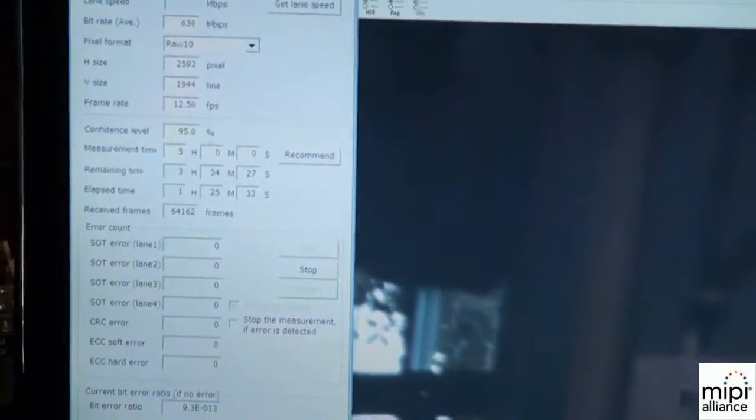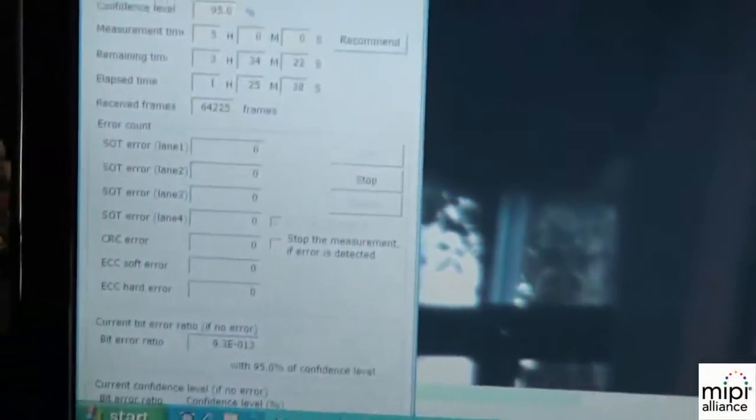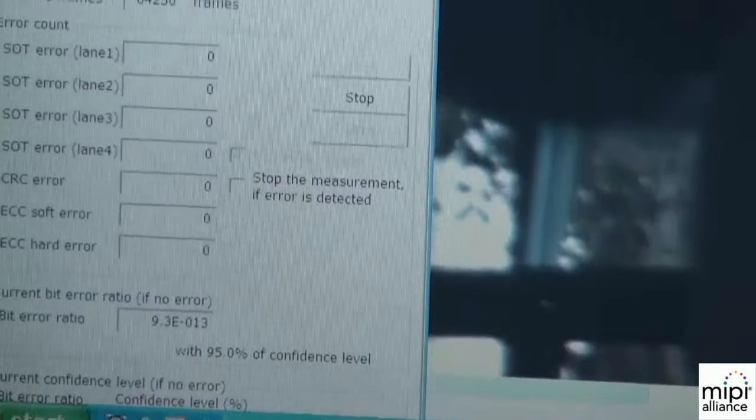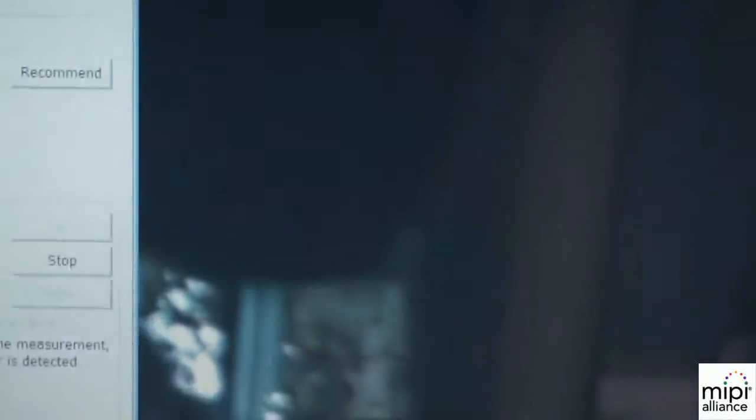Up till now we have zero errors, so we proved the 10 to the minus 12, and we continue all night, and we can get to 10 to the minus 14. We never get errors.